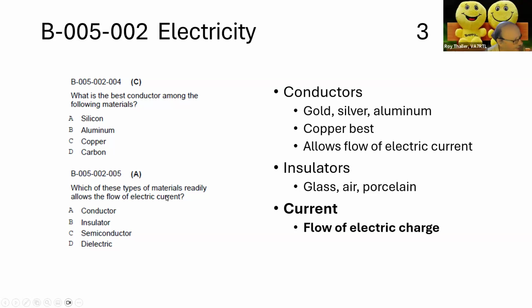Which type of materials readily allows the flow of electric current? So a conductor allows the flow of electric current. So A is the correct answer.